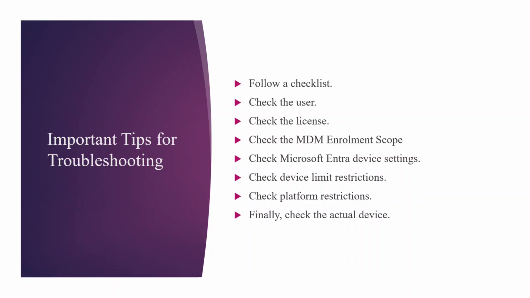Then you need to check the Microsoft Entra device settings. That's another very important aspect, which we talked about earlier in this video. Then you have the device limit restrictions. If the devices are restricted to, let's say, five, and the user has already enrolled five devices and is trying to enroll a sixth device, the device restrictions will prohibit him from enrolling another new device. That's an important thing which you need to check.